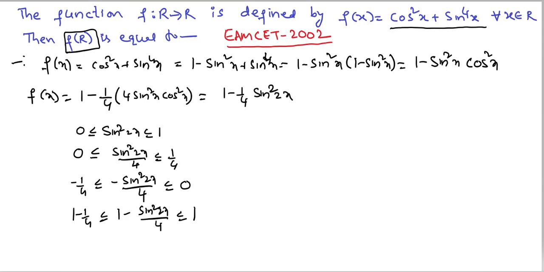Here 1 minus 1 by 4, that is 3 by 4, less than or equal to 1 minus sin square 2x by 4, that is f of x, less than or equal to 1. Therefore the range of f is 3 by 4 to 1.